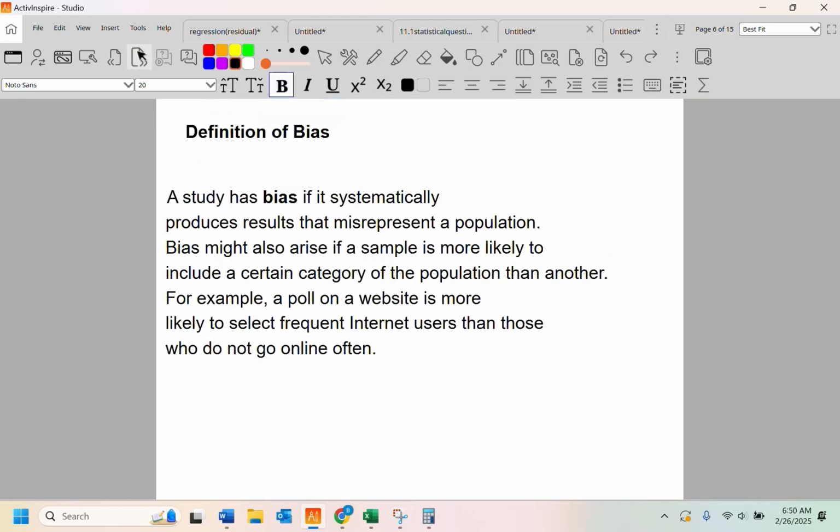Easy stuff. Here's the definition of bias. Bias is a big thing. It's almost impossible to eliminate bias. A study has bias if it systematically produces results that misrepresent a population. Now, what this means is that there's something wrong in the design of the system. It is guaranteed by design to have bias. I talked about that with Jacinta. Her study was horrible. Even Felix had bias because the kids there were more likely to be studying.